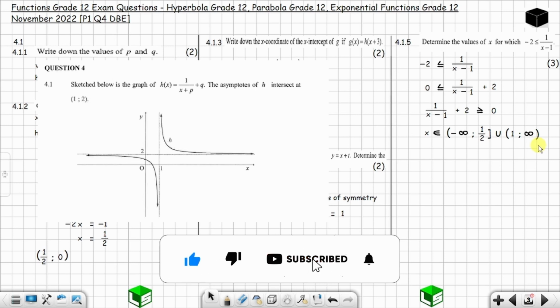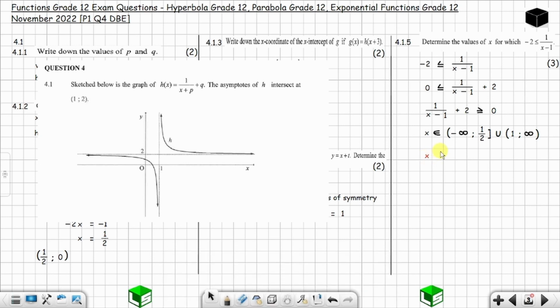Or alternatively, you can write it as x less than or equal to a half. You have this. Or x greater than 1. So greater than 1, you have this part. X less than or equal to a half, you have this part. You have equal there because a half is included. You don't have equal there because 1 is not included. So you can give the answer like this or like this. So you have two options here.